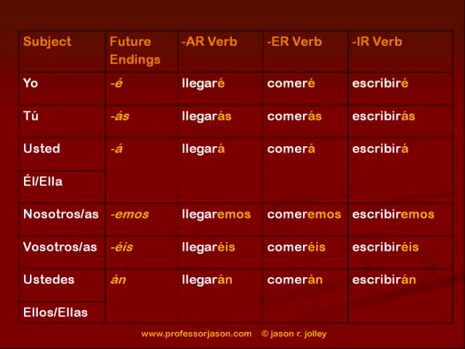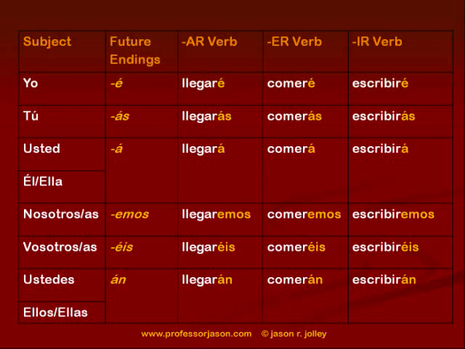So you can see here, you just take the infinitive of llegar, add the é ending for yo, llegaré, and you have I will arrive, comeré, I will eat, escribiré, I will write, right? For the tú form, again, you take the infinitive, llegarás, add the ás, comerás, escribirás, etc.